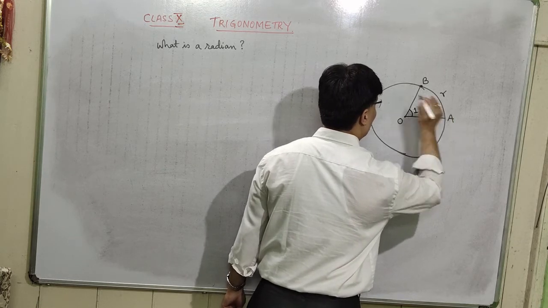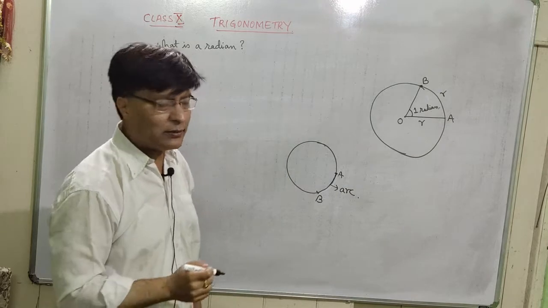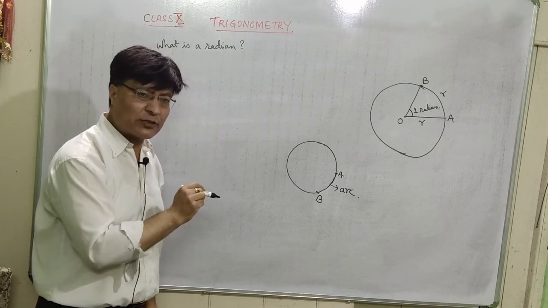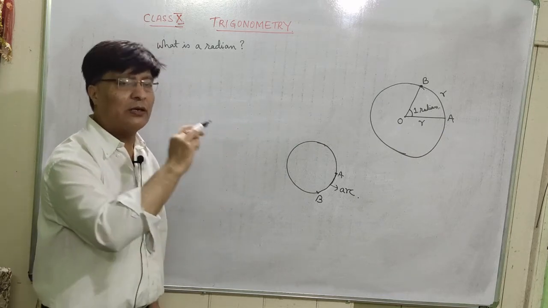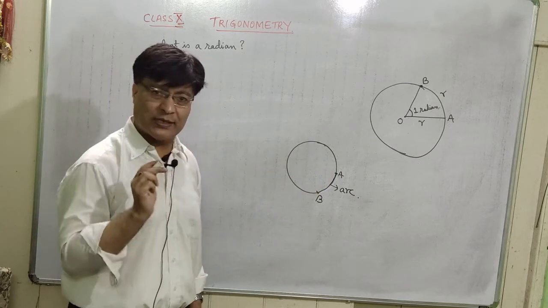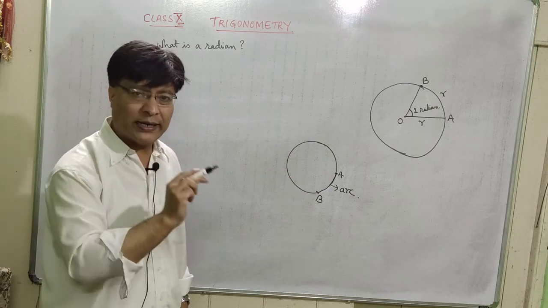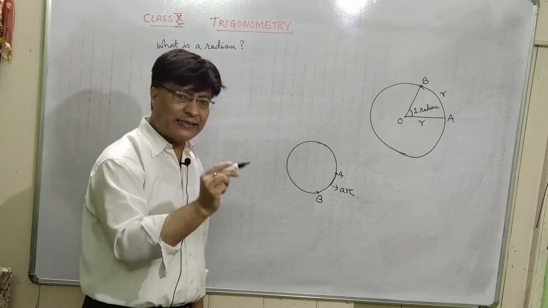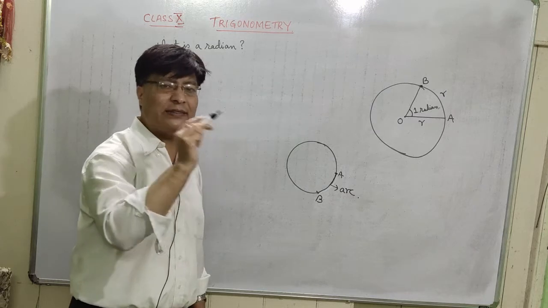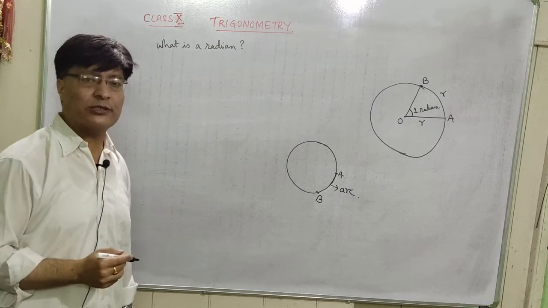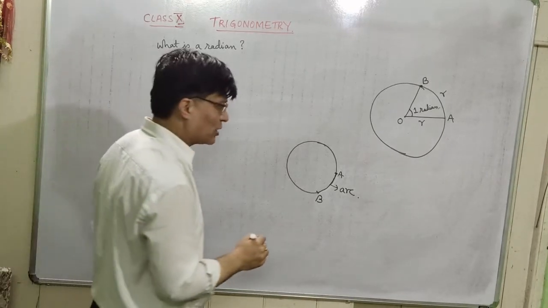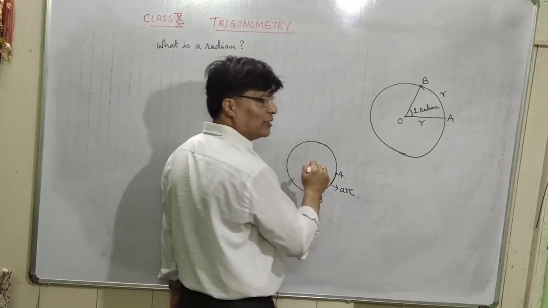So this is known as 1 radian. What is 1 radian? 1 radian is an angle subtended at the center of a circle by an arc whose length is equal to the radius of the circle. Is that clear? That is the definition of a radian.